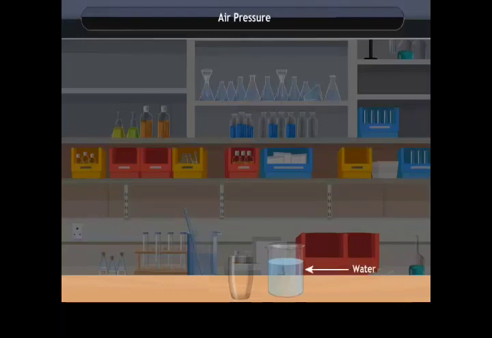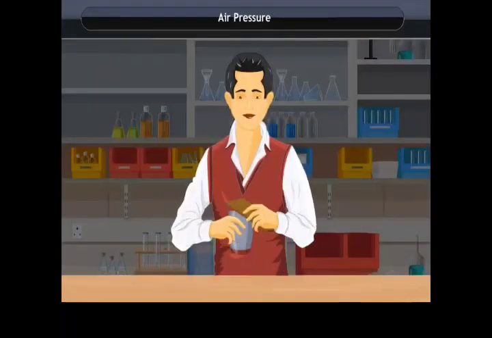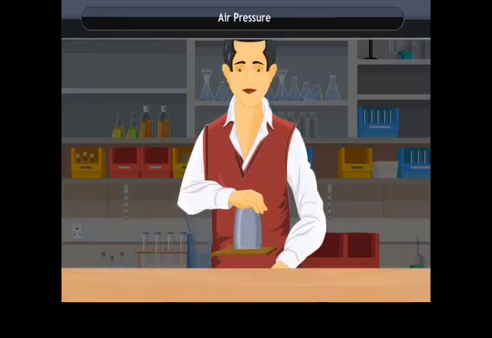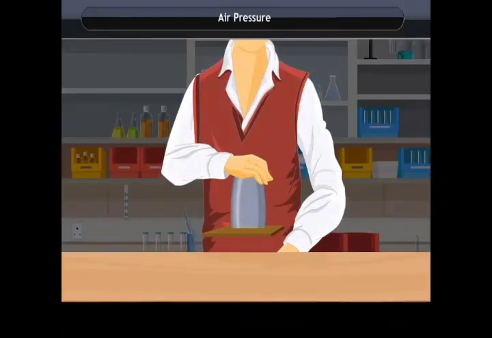Take a glass and fill it with water up to the rim, such that no air gap should remain between the water level and the rim of the glass. Cover the glass with a cardboard piece. Invert the glass quickly. What do you observe? You will notice that the water does not fall from the glass, retaining the cardboard and the water in the same place as before. It happens because of the air pressure.